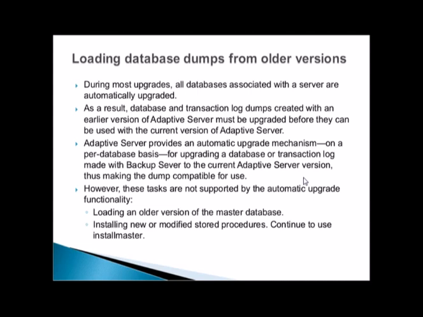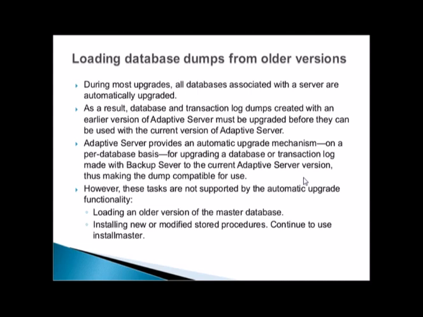As a result, database and transaction log dumps created with an earlier version of Adaptive Server Enterprise must be upgraded before they can be used with the current version of Adaptive Server. So Adaptive Server provides an automatic upgrade mechanism on a per database basis for upgrading database or transaction log dumps made with Backup Server to the current Adaptive Server version, thus making the dump compatible for use.